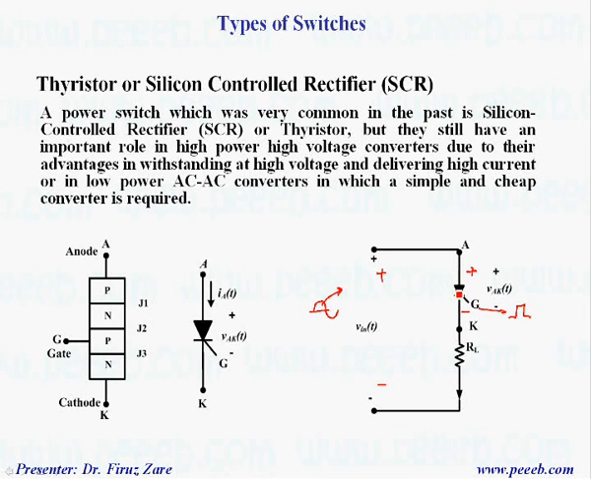Once we turn on the thyristor, the current through the thyristor depends on this resistor. And at the end of the first half cycle, because the voltage goes to 0, the current through the thyristor is 0. So in this case, the thyristor turns off, and the thyristor cannot operate in the second half cycle.